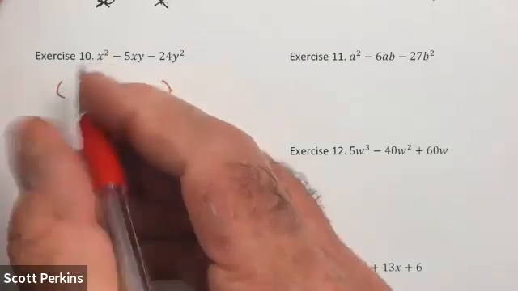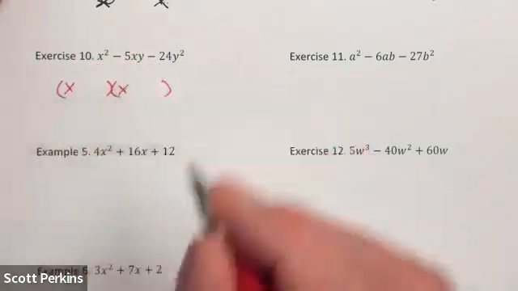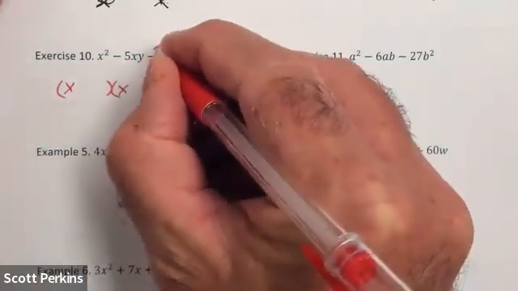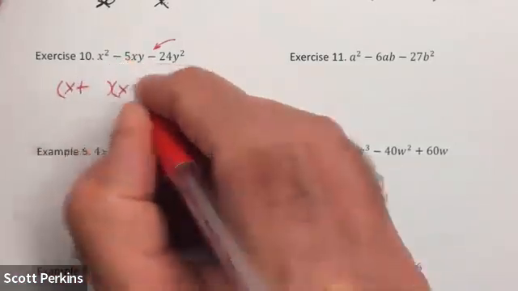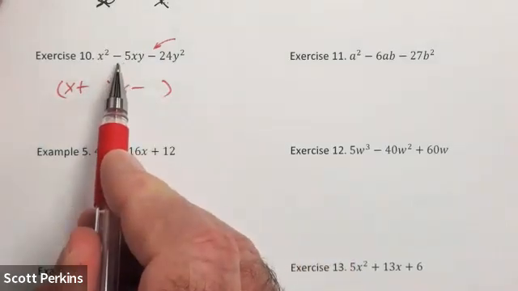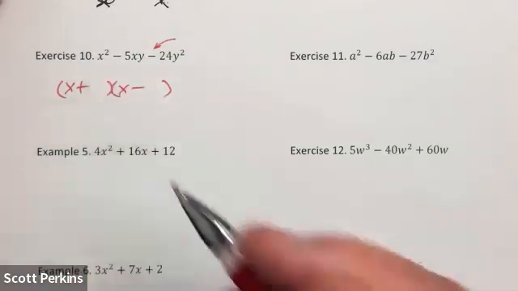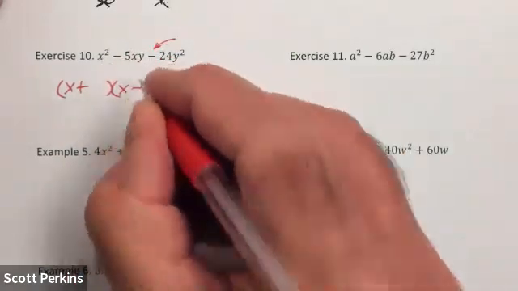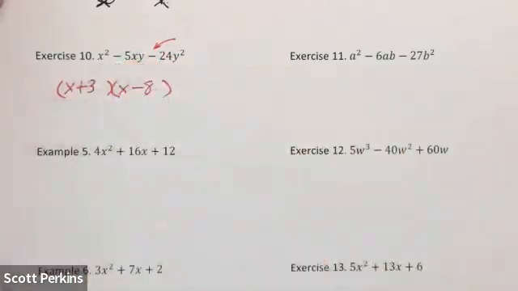Right, so my x is squared, so that's got to be x times x. The 24, again, is negative, so I'm going to have a positive and a negative. The signs have to be different. And what factors of 24 are going to be 5 units away from each other? 8 and 3. So I'm going to make a -8 and then a +3, so they add up to -5.